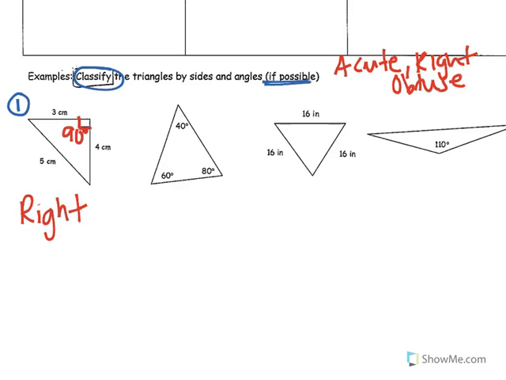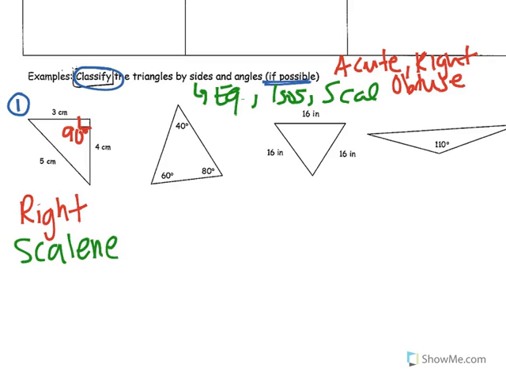Okay? Now let's go by sides. By sides, my options are equilateral, isosceles, or scalene. Right? So my side lengths here are 3, 4, and 5. I'm going to ask myself, are any of those the same? The answer is no. So I know that all 3 side lengths are different, so this is a right scalene triangle.